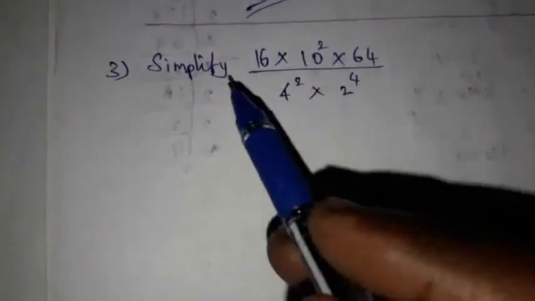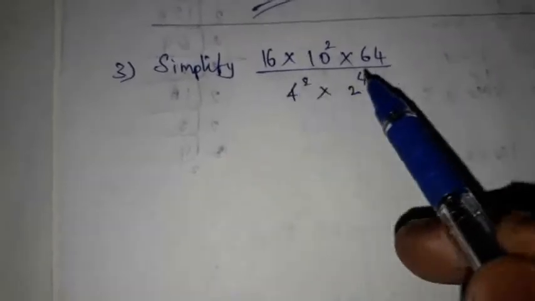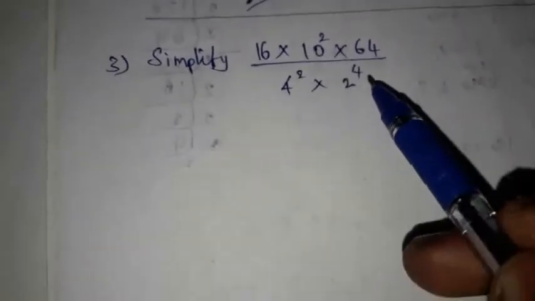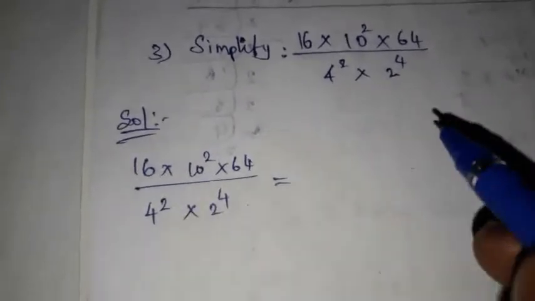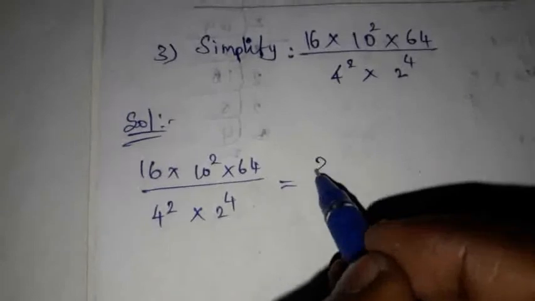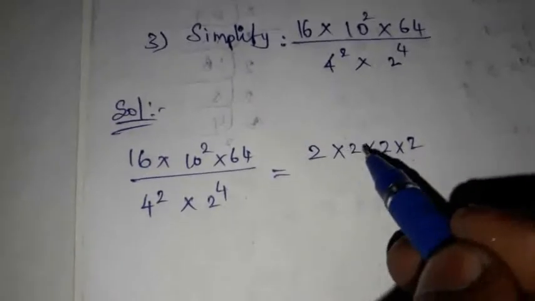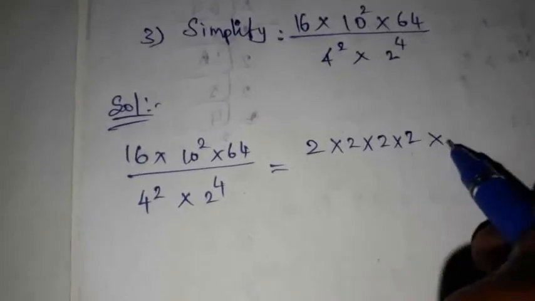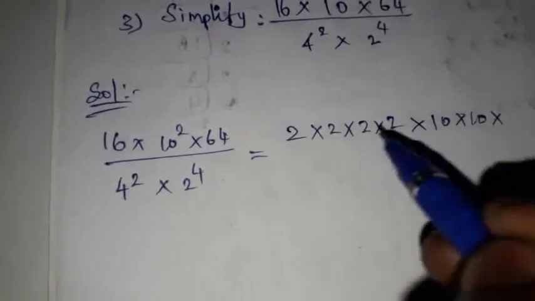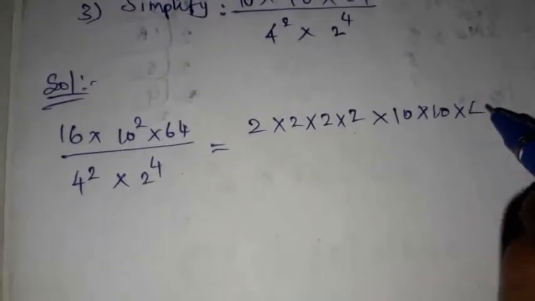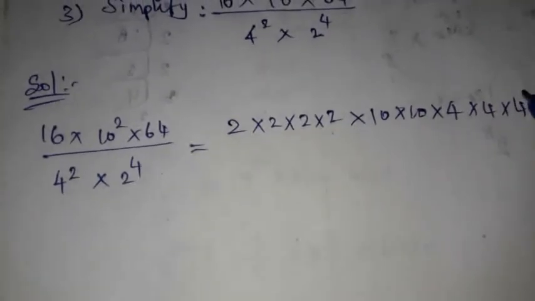Next problem. Simplify 16 into 10 square into 64 total divided by 4 square into 2 power 4. Let us find the solution. 16 can be written as 2 power 4, that is 2 into 2 into 2 into 2. 2 2s are 4, 4 2s are 8, 8 2s are 16. Into 10 square can be written as 10 into 10. 64 can be written as 4 into 4 into 4. 4 4s are 16, 16 4s are 64.